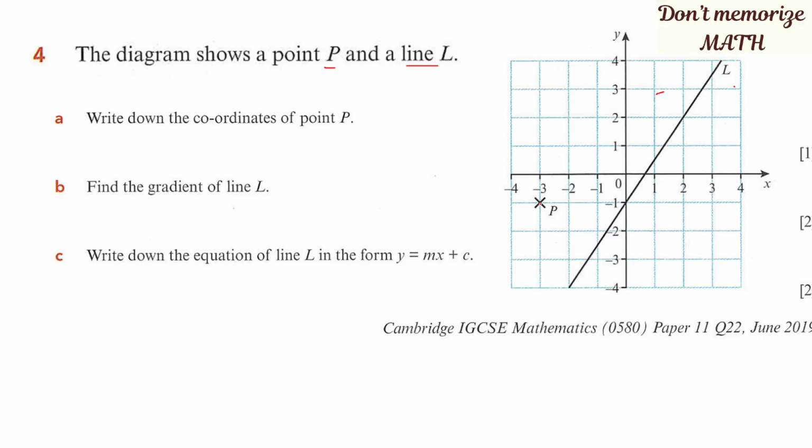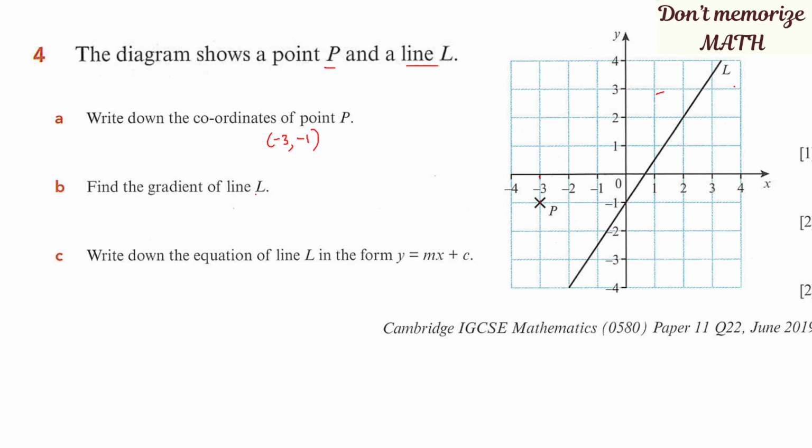So P, first we need to write the x coordinate. X coordinate is -3. So it is -3 comma. What is the y coordinate of P? It is -1. So -3 comma -1. Okay. Then find the gradient of the line.